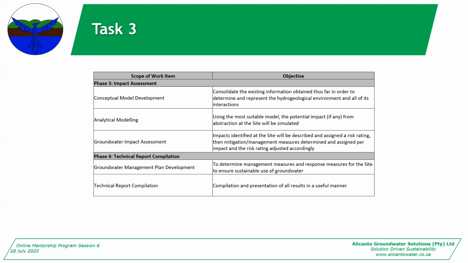Phase 3 would be your impact assessment for the water use license. First step is to develop a conceptual model to consolidate all your existing information and to represent the hydrogeological environment and all of its interactions with the surrounding environments. And because it's a single borehole, you can get away with doing analytical modeling. Using the most suitable model, you'll simulate the potential impact from the abstraction at the site on its surroundings and any surrounding groundwater features nearby.